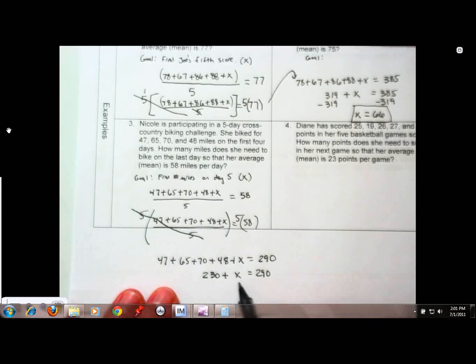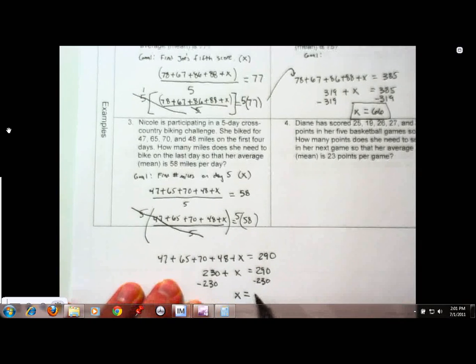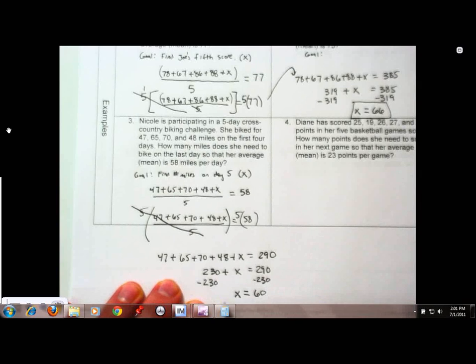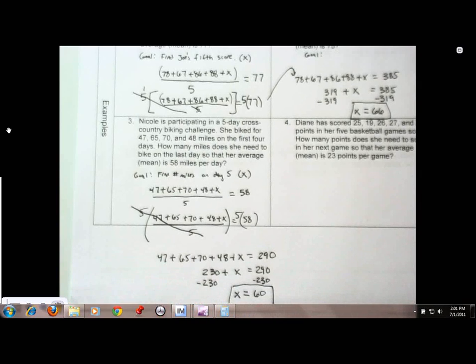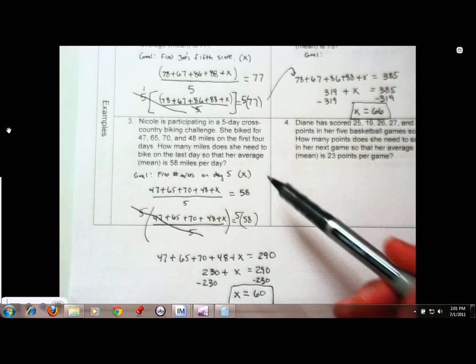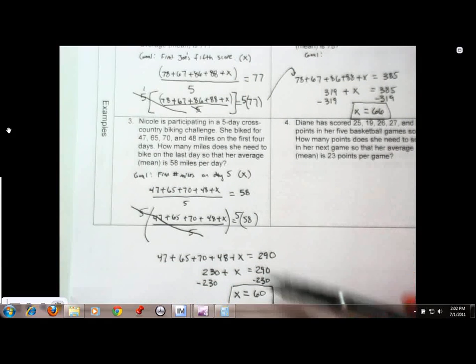And then to get x alone, I'm going to subtract 230 from both sides. And my final answer is that x equals 60. And now, have I answered the question? Well, the question was to find the number of miles on day 5, which is what we called x, and we got an answer of x equals 60.